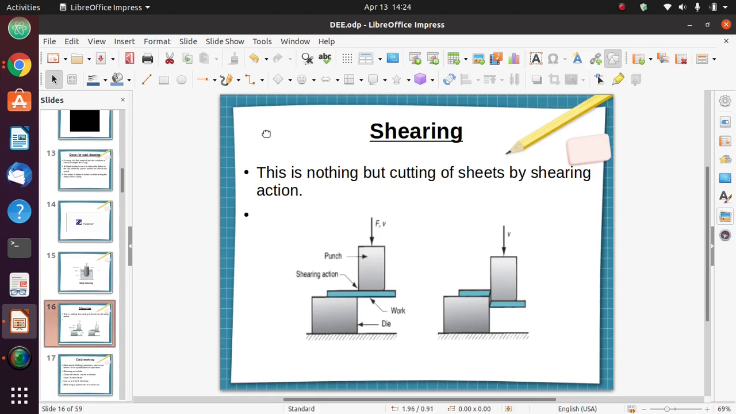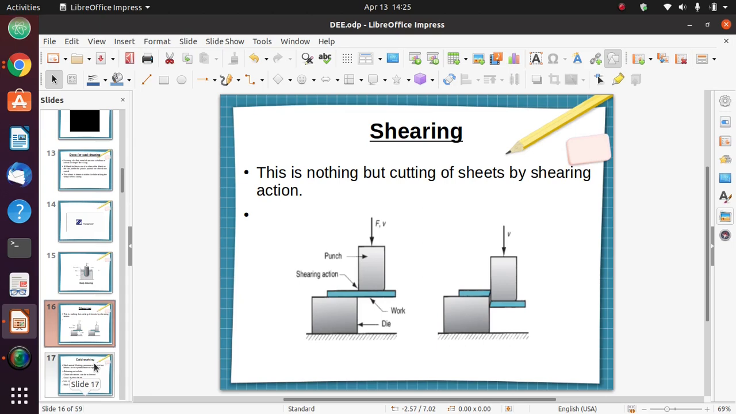We have another process known as shearing. This is basically cutting by shearing action. You have your die, your punch, and your workpiece. You push, apply a force, and that workpiece cuts by shearing action. That is what we call shearing.